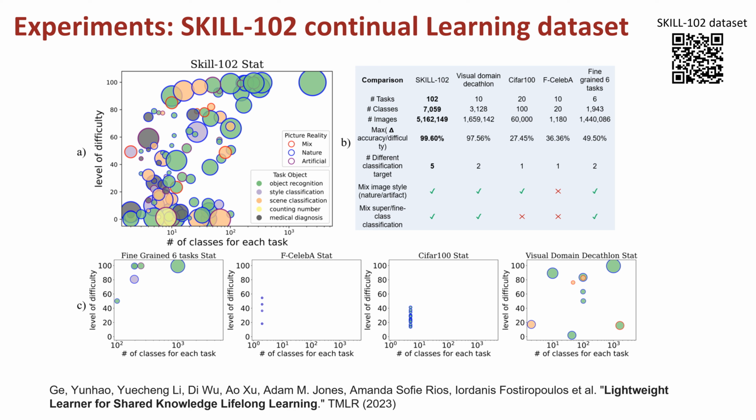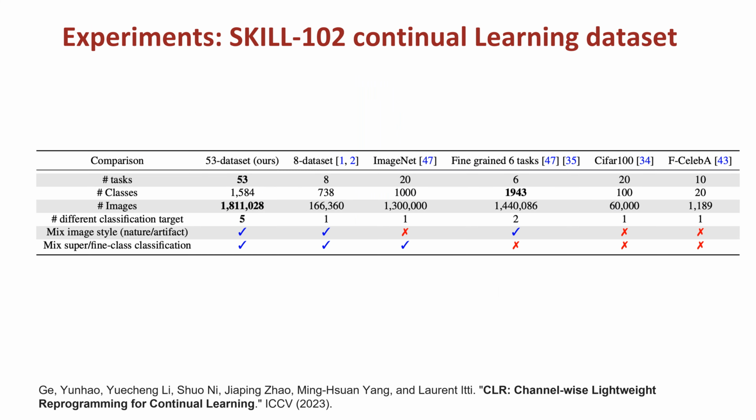This dataset offers a more comprehensive representation of real-world tasks compared to previous datasets. For our study, we use a subset of Scale 102 that contains 53 tasks rather than the full set of 102 tasks. We can examine the detailed statistics of our dataset in comparison to previous datasets.